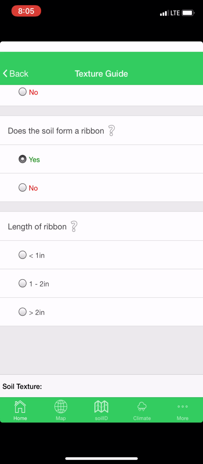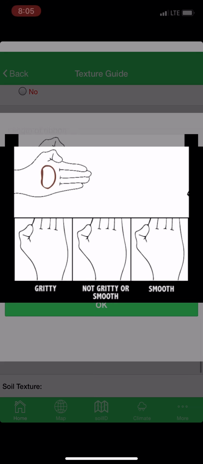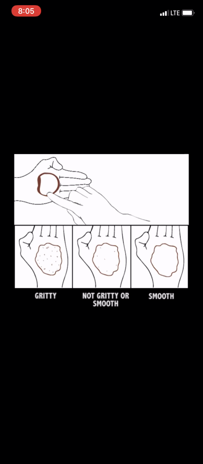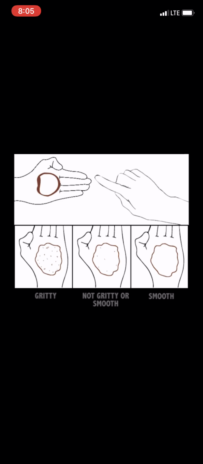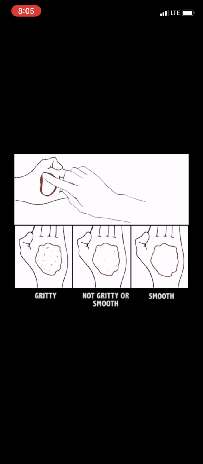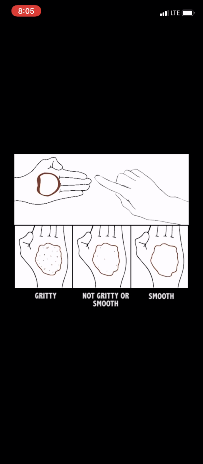So let's say our ribbon is between 1 and 2 inches. And then soil feel. So you take your soil sample, put it in the palm of your hand, wet it a bit, and rub it around. Does it feel gritty? Does it feel smooth? Or is it kind of somewhere in the middle? Not really gritty or not really smooth.